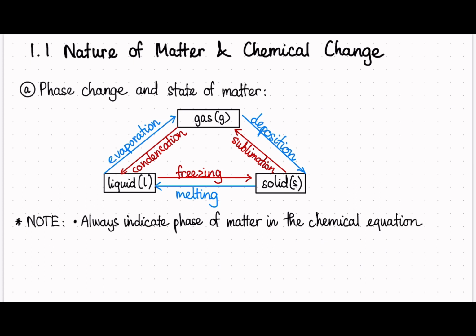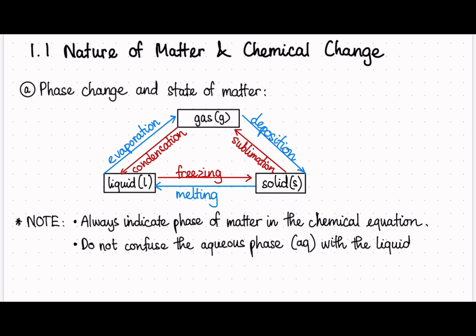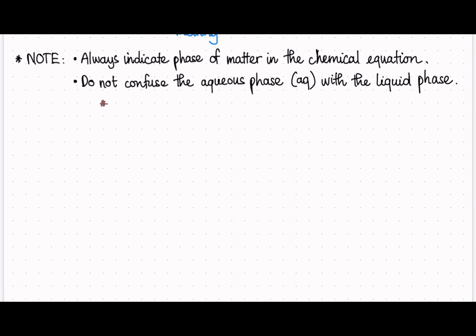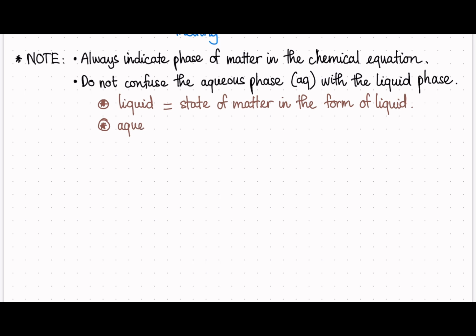The second note is do not confuse the aqueous state with the liquid phase. Liquid means the state of matter in the form of fluid, but aqueous is a solution where the solvent is a liquid. Sometimes this makes a big difference. For example, water in the form of liquid, you can write L. But a solution of sodium chloride or potassium chloride is aqueous, because it is salt dissolving in water and not in liquid form.